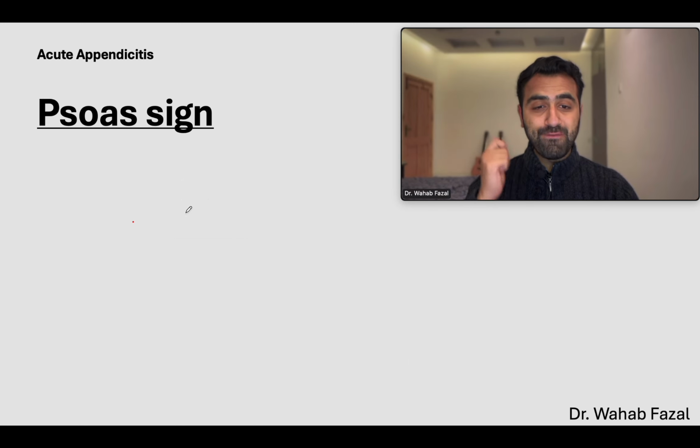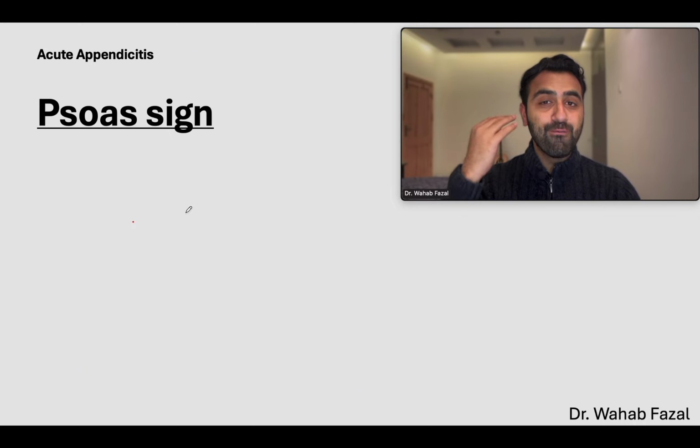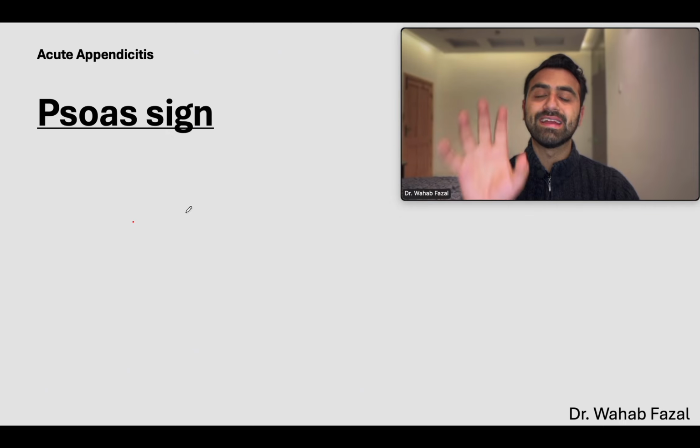Now let's talk about the very, very famous psoas sign. What is the psoas sign? Remember, the psoas sign does not just tell us whether the patient has appendicitis or not. It also tells us where the appendix is lying. So let's look at it.